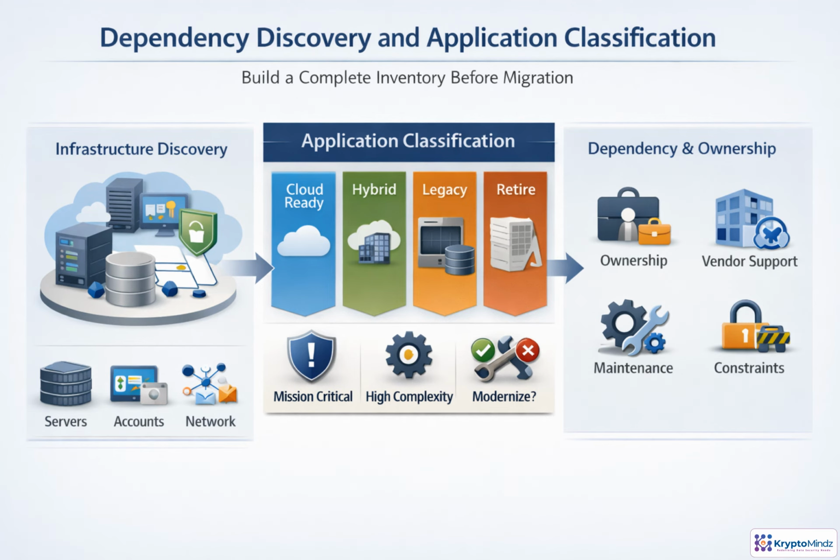Before choosing a migration pattern, build a dependency inventory that is specific enough to prevent surprises. Capture each application, server, service account, authentication method, network path, and data connection. Then classify the workload: cloud-ready, hybrid-dependent, legacy-bound, or a candidate to retire. Add business criticality and technical complexity, because those factors drive sequencing and risk.